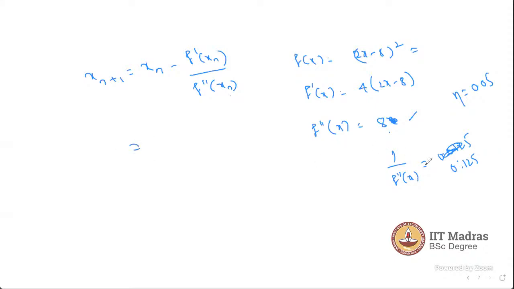Since we are using this higher eta value, you are able to get to the solution very quickly. So at least for this particular problem, since f double dash of x is constant and independent of x, we get xn plus 1 as xn minus 0.125 into f dash of x. Since we have this higher eta value, we move quickly compared to the previous one. We are taking higher steps here, that's why we move quickly.